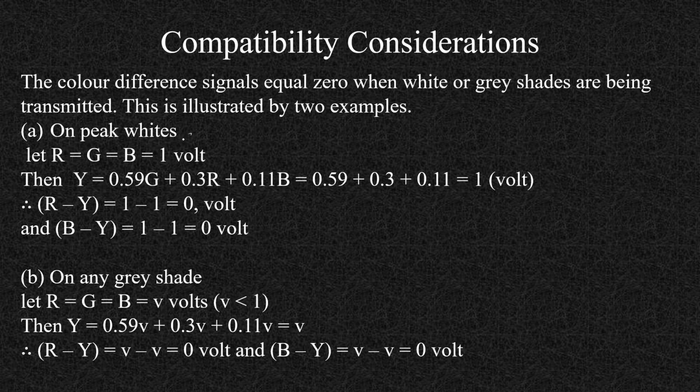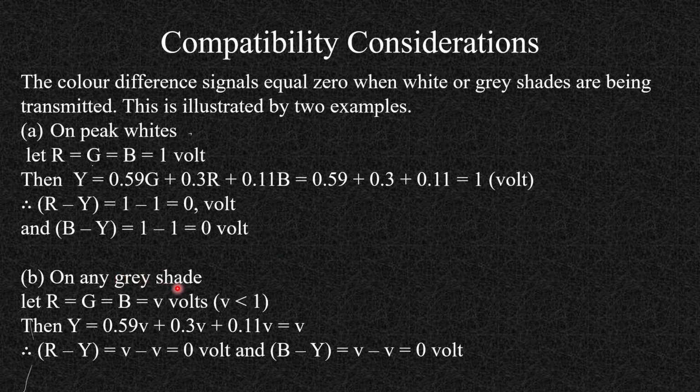So if white color is being transmitted, R is equal to G is equal to B is equal to 1 volt. Now what will be the color difference signals in this case? Y is equal to 0.59G plus 0.3R plus 0.11B, okay, which is 0.59 plus 0.3 plus 0.11, the addition of which is nothing but 1 volt. R minus Y, R is 1, Y is 1, so 0. B minus Y, 1 minus 1 is 0, because my RGB are 1 volt. So when you are transmitting white and reproducing it on a color television, your color difference signals will be 0 in that case, and only the luminance signal will be shown, which is nothing but the white.